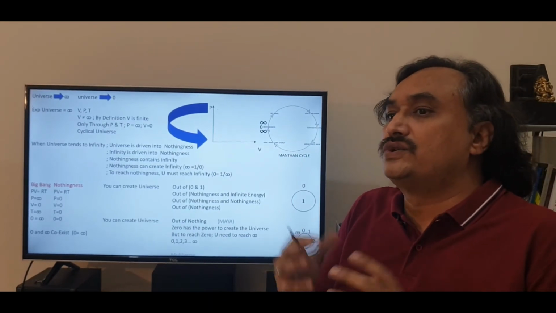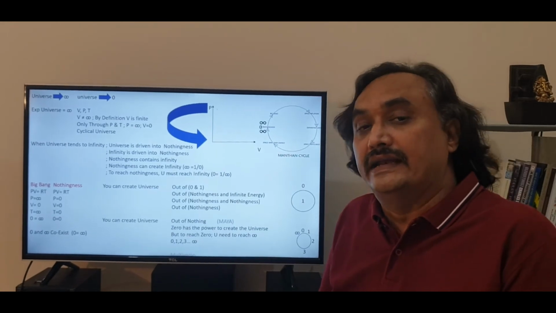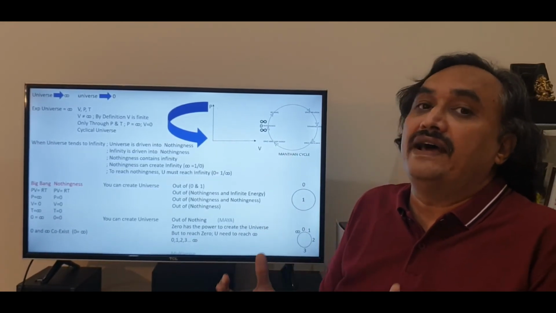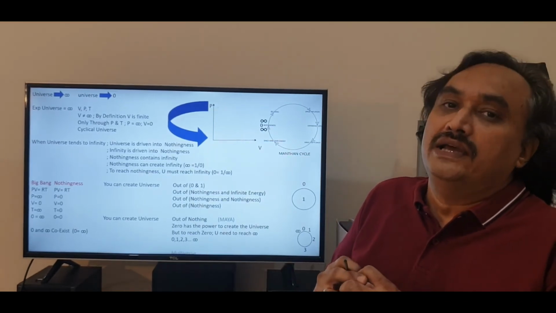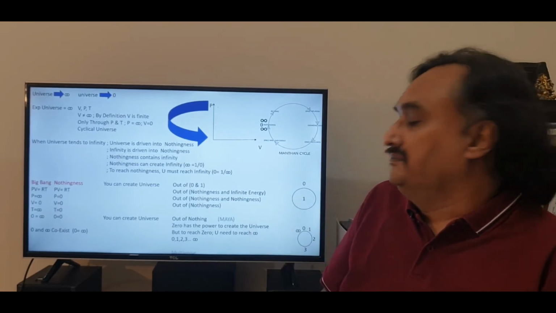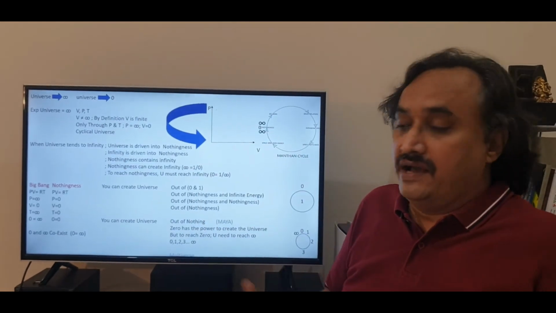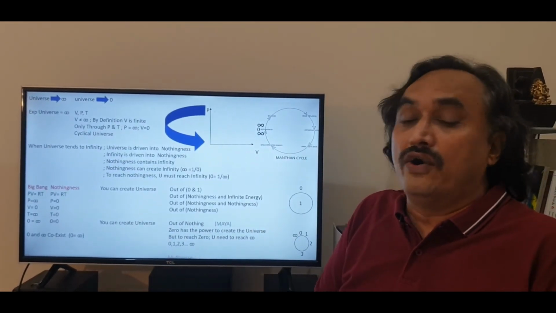Earlier we used to say that to create a universe, you need to have infinite energy. But it's not necessary now to have infinite energy. If you have nothingness, that is a sufficient model, because nothingness has the capacity to create infinity. And that is why we possibly say Maya, miracle, wherein you can create this whole universe out of nothingness.